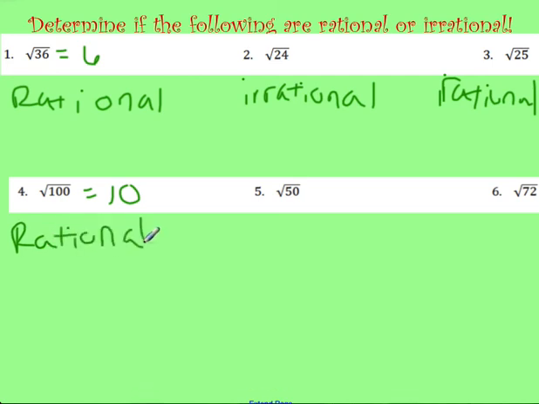Well, I look up at my chart. Is 50 a perfect square? No, it's not. So it's going to be irrational. Look up at my chart again. Is the square root of 72 a perfect square? I don't see it on my list. Okay, so when I take the square root, that's going to be an irrational number.